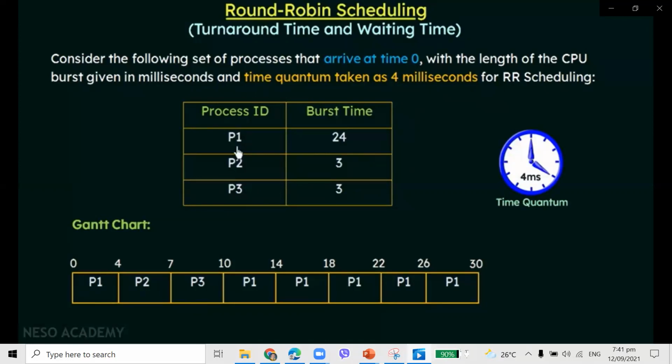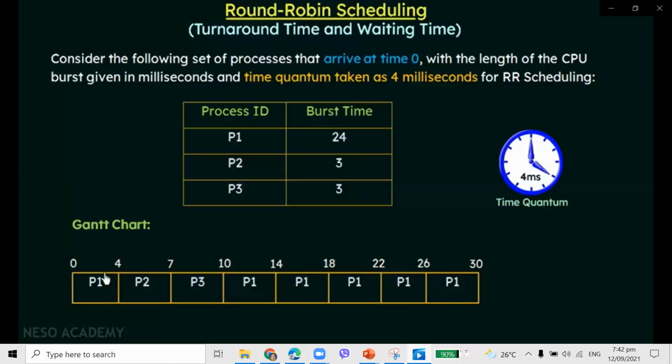P1 is the first one that we have, and P1 will get the CPU at the 0th millisecond. When P1 gets the CPU, it has to execute for how long? The burst time of P1 is 24 milliseconds. But will it be allowed to execute for 24 milliseconds? No, because this is round robin scheduling and we have a time quantum, and it will be allowed to execute only for that particular period of time, which is 4 milliseconds in this case. So P1 will be executed for 4 milliseconds. From 0 to 4 milliseconds, P1 executes.